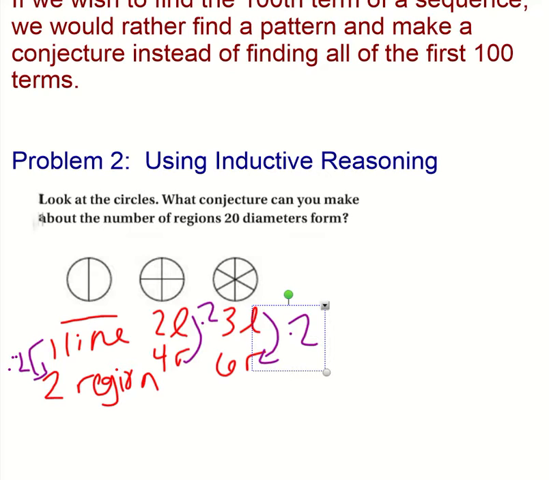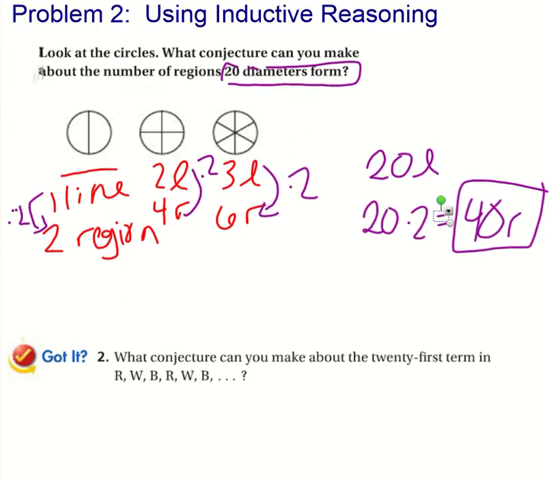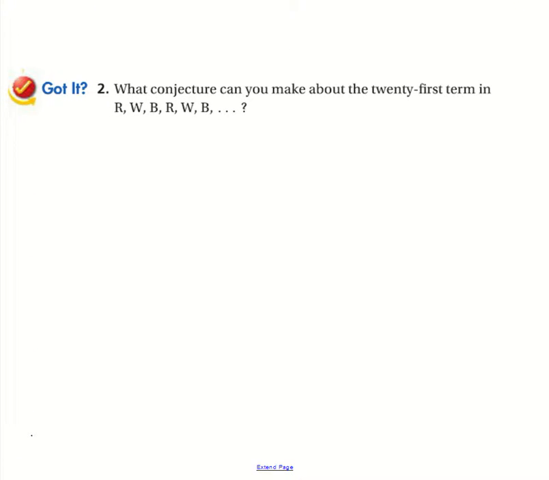And so instead of having to draw this out 20 times, I can think about, okay, well, if I had 20 diameters, it's probably going to be 20 lines, and it's going to be 20 times 2, which would be 40 regions. And so we noticed a pattern, and then we made a conjecture, and then we found our 20th term in our pattern. And so now you're going to do the same thing down here. Pause the video here and take the time to do this problem.